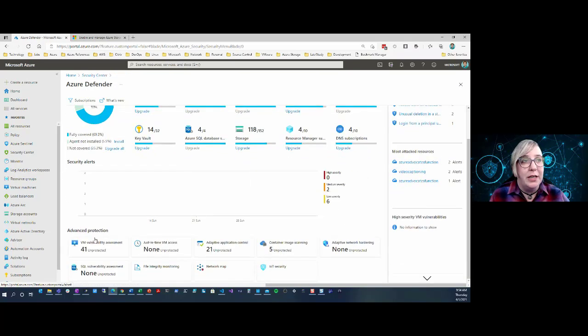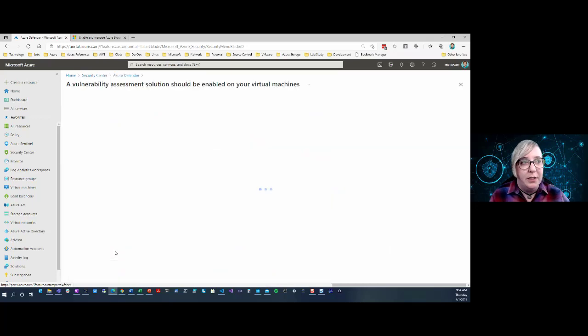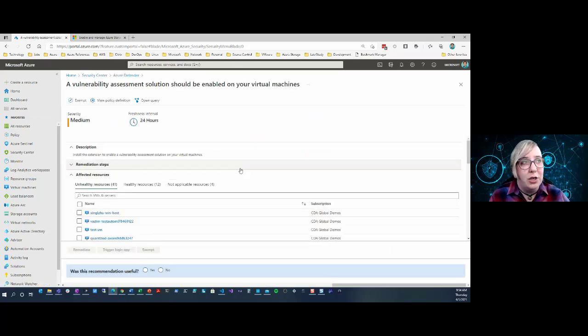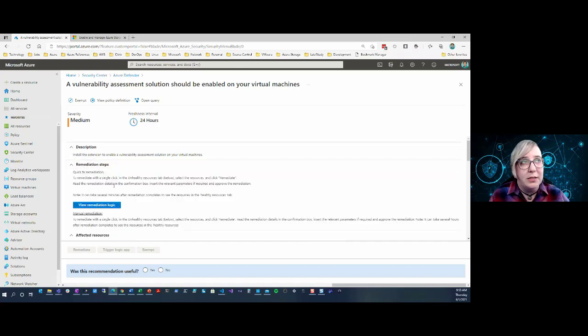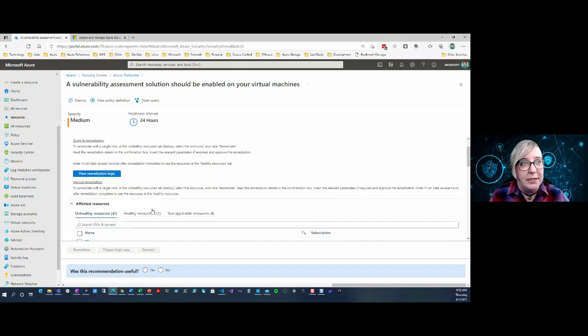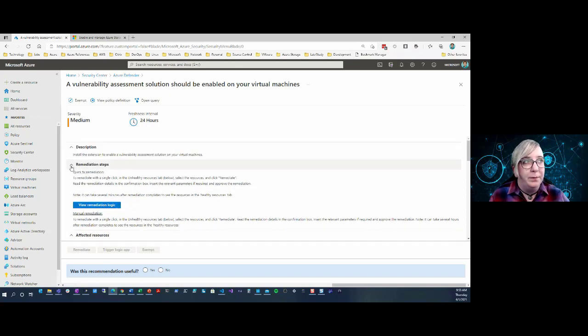When you go down here, these are each of the sections that we talked about. So the VM vulnerability assessment, just-in-time access, adaptive application control, container image scanning, et cetera. It's kind of cool here. Think of this as an easy way to get into each one of these. So you can go into here and it'll showcase all of the VMs that are considered unhealthy. Now it'll showcase the remediation steps, right? The idea of, with a single click, enabling the vulnerability assessment.